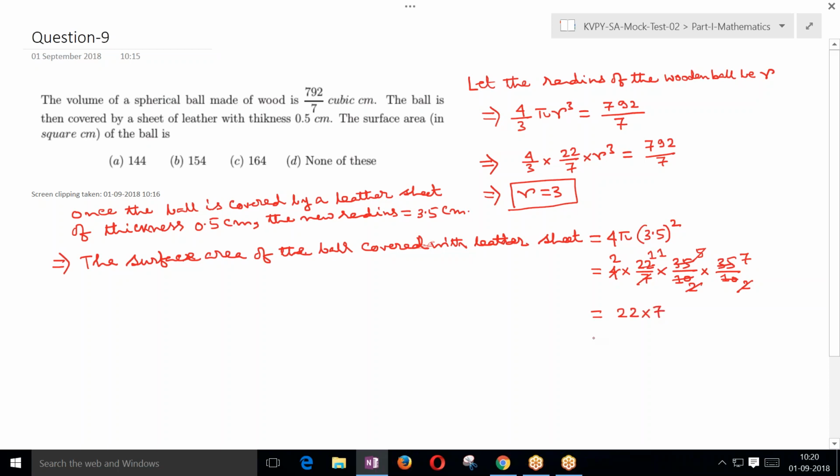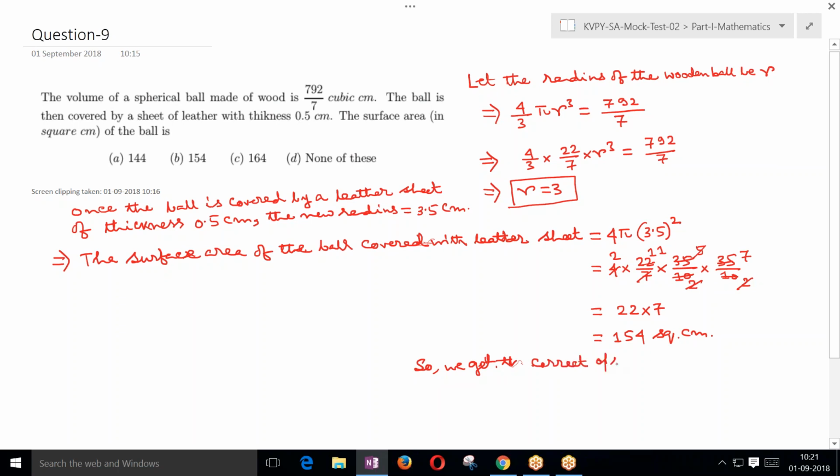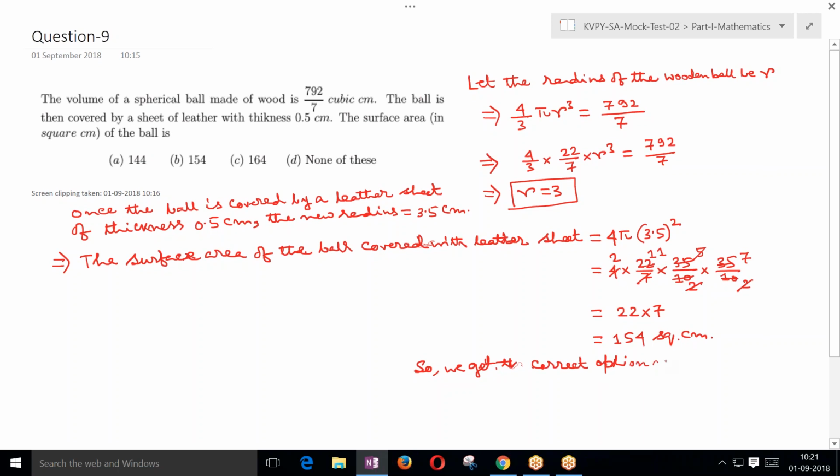22 into 7 is equal to 154, and definitely the unit is square centimeter. So we get the correct option as B. I hope things are clear.